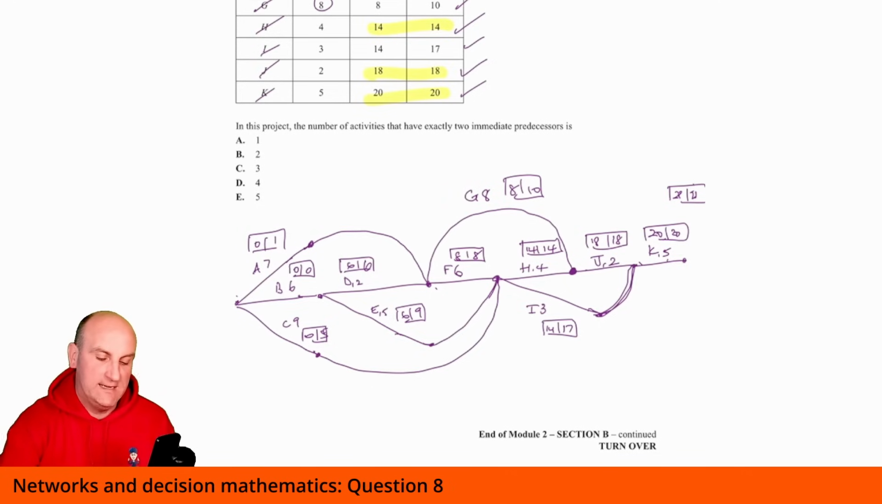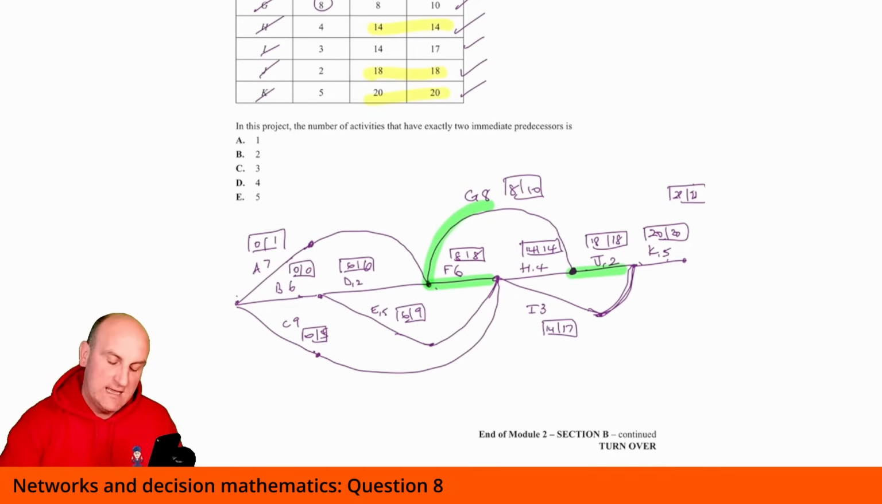Now, that basically means that anywhere that has two things coming into it will have two immediate predecessors. So there are two lines coming in here, and that means anything that's coming off of there has two immediate predecessors, there and there. All right, so far we've got that and that. We've got two lines coming into there.